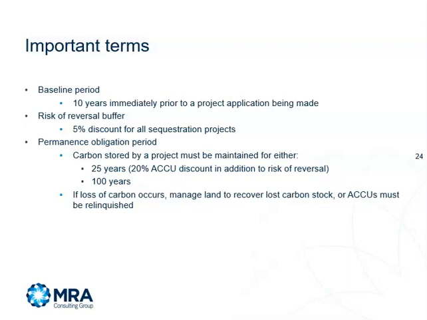The risk of reversal buffer reduces all ACUs issued for sequestration projects by 5%. Carbon stored by a project must be maintained for either 25 years or 100 years. Once a permanence period has been nominated, it cannot be varied. If the 25-year period is chosen, any ACUs issued for the project will be discounted by 20%, in addition to the risk of reversal buffer. If loss of carbon occurs, the land must be managed to allow the carbon stock to return to previously reported values, or the ACUs equivalent to the loss must be relinquished to the regulator.